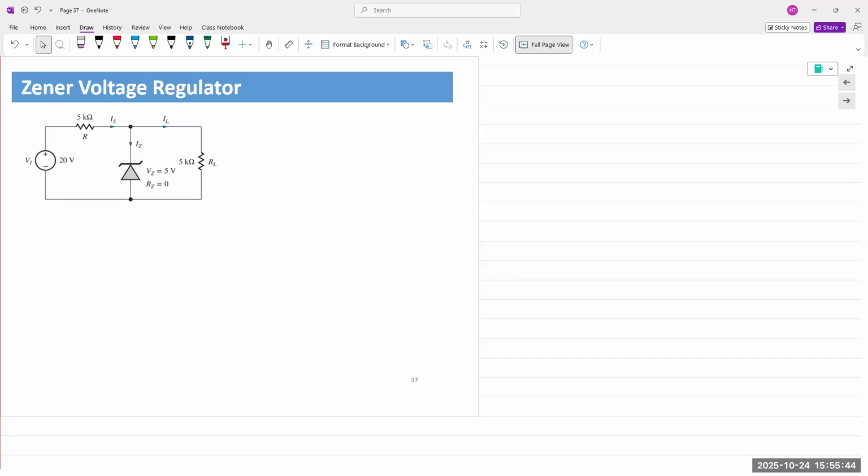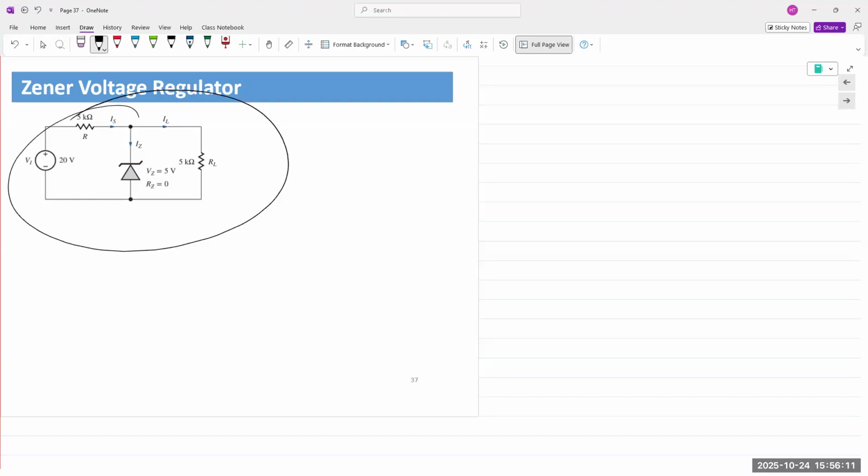Now, once it breaks down and all of these carriers are crossing the junction, it's a huge amount of current that's flowing through. Charge carriers crossing the junction and flowing means it's resulting in current flow. So huge amounts of current are flowing through, yet the voltage across it remains constant. And this property is used to maintain the output voltage constant in a circuit known as a voltage regulator.